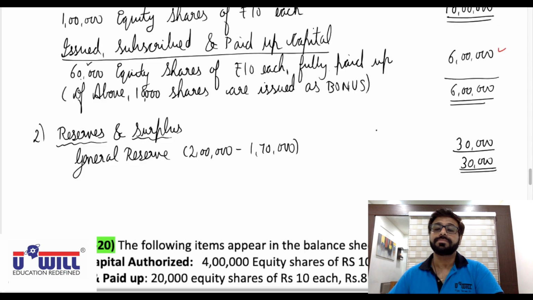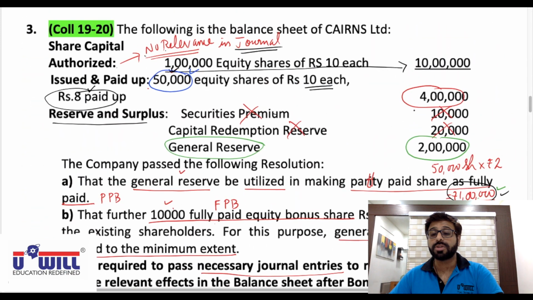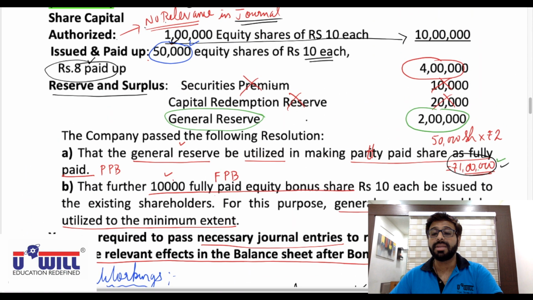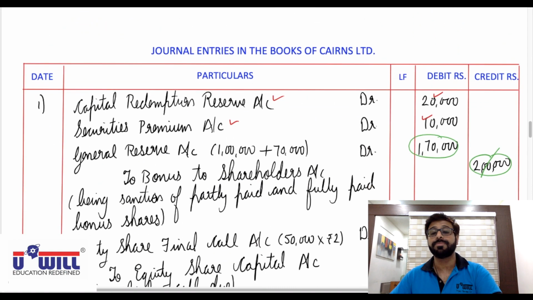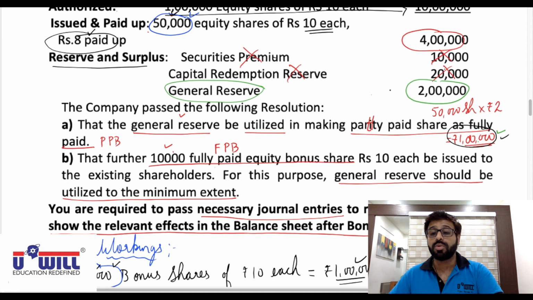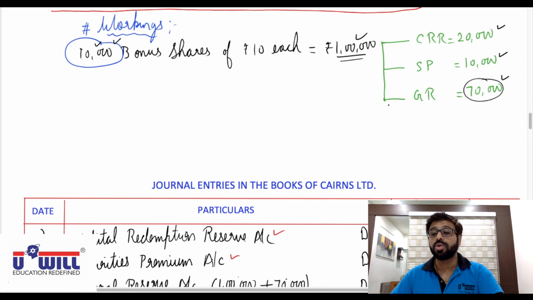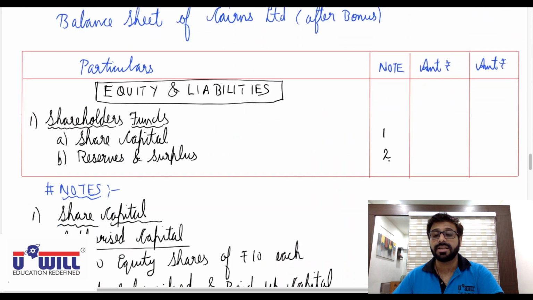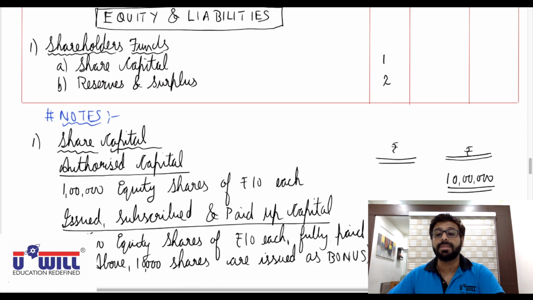I repeat, no amount remains in securities premium account because full 10,000 is used in giving fully paid bonus. No amount remains in capital redemption reserve account because full amount is used in giving fully paid bonus. From general reserve 2 lakhs, we have used 1,70,000: 1 lakh for partly paid bonus, 70,000 for fully paid bonus. So 2 lakhs minus 1,70,000. How much remains in general reserve still? In general reserve, 30,000 is left out. This we have to show in the balance sheet.